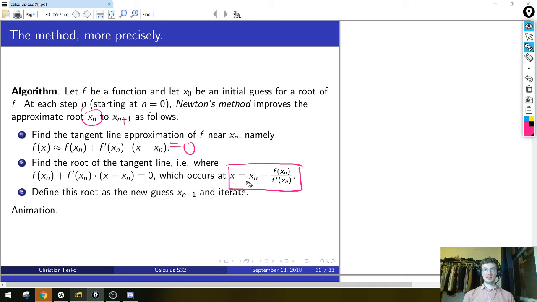And then the idea is you just say, okay, I declare this new root to be my new guess, right? So that's the next one, x sub n plus 1. So more concretely, you would start with x0. You would use this formula to get x1, and then you would start over and use that to get x2 and x3 and so forth.